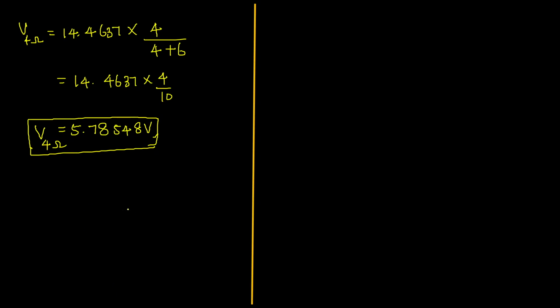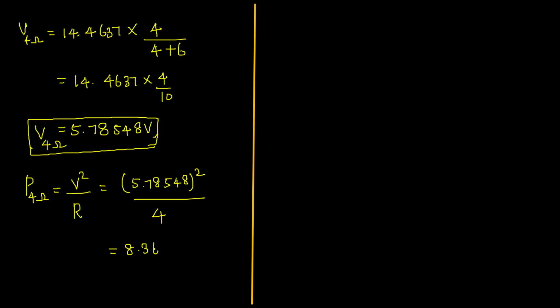Fine sir, what we have calculated is the voltage dropped across the 4 ohm resistor. But this is not the question. Let us calculate the power dissipated across the 4 ohm resistor. How will you calculate? V square by R. What is the value of V? 5.7854 whole power 2 divided by the value of resistance, which is 4. If you calculate it, you will get 8.3679 watts. So this is the power that is getting dissipated across the 4 ohm resistor.